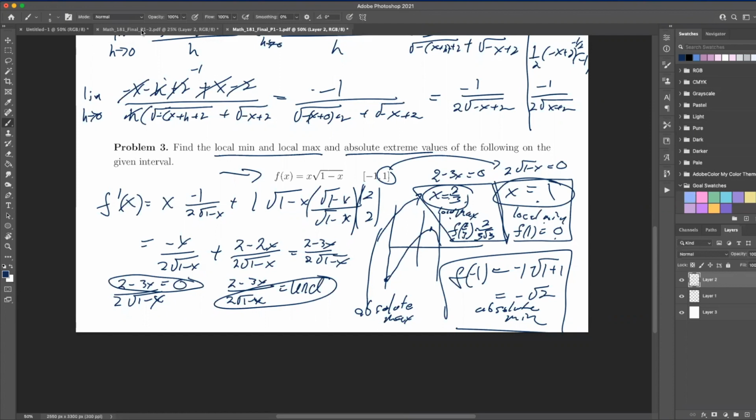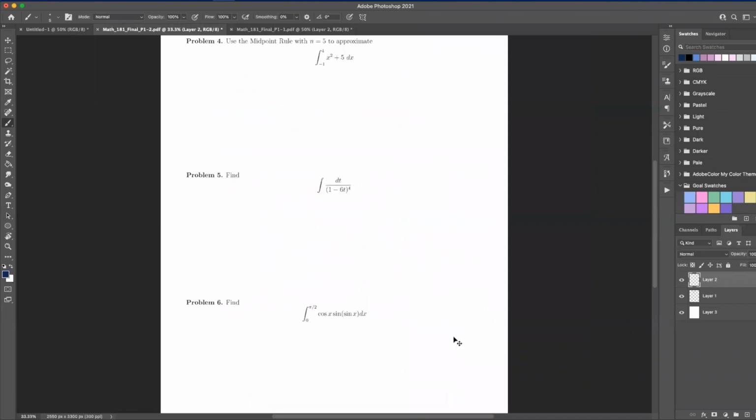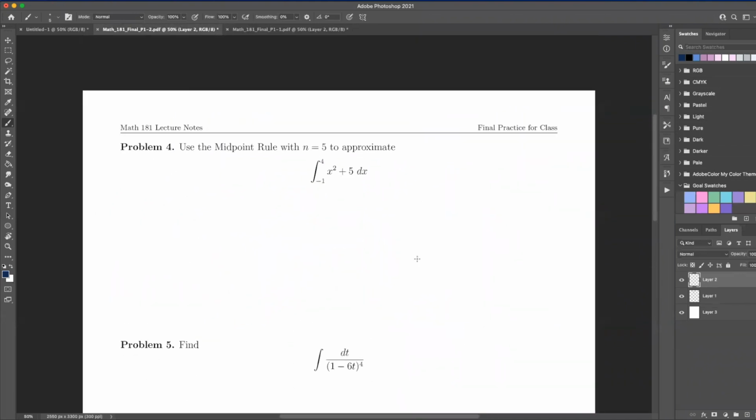All right, let's go to here. All right, so let's do this. So we're going to use the midpoint rule to approximate this integral. When you guys do it, you're going to just use the right rule. So what's the first thing I do? First thing I do is roughly sketch what I'm doing. I'm going from -1 to 4.